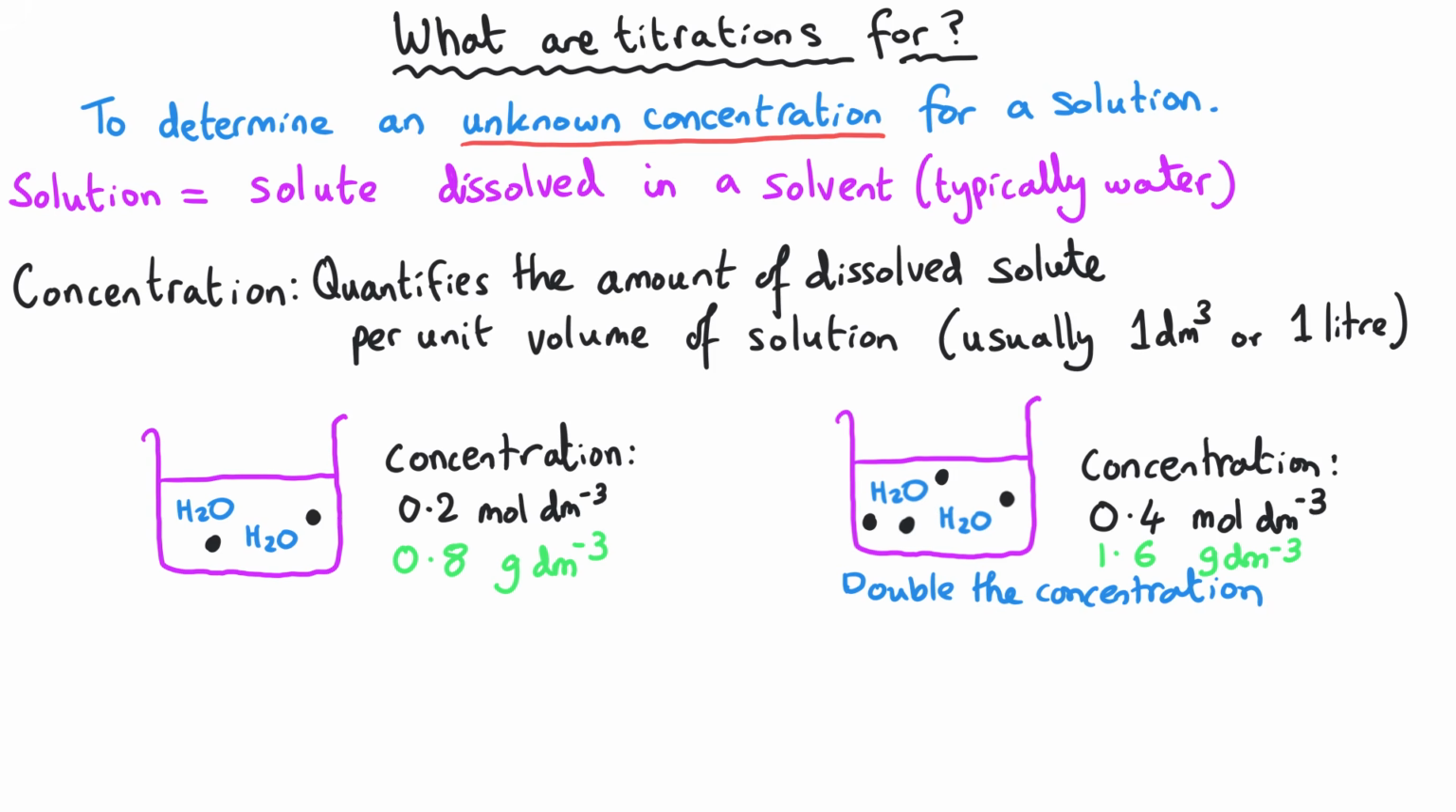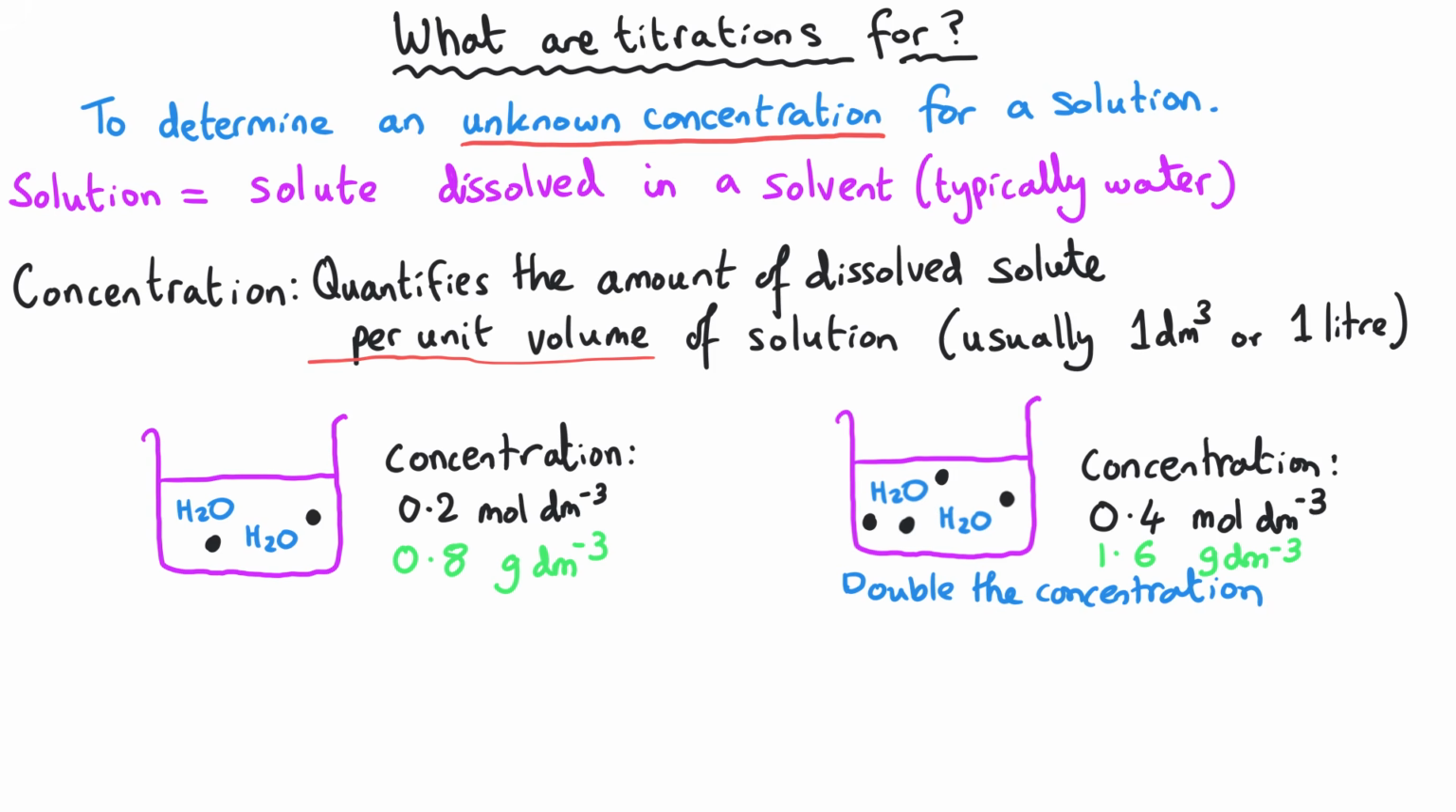This isn't telling us the precise amount of substance that we have in our beaker, but what it is saying is if we had 1 decimetre cubed or 1 litre, we would have 0.2 moles of that substance. So it is a per decimetre cube. This is an amount of substance per unit volume.